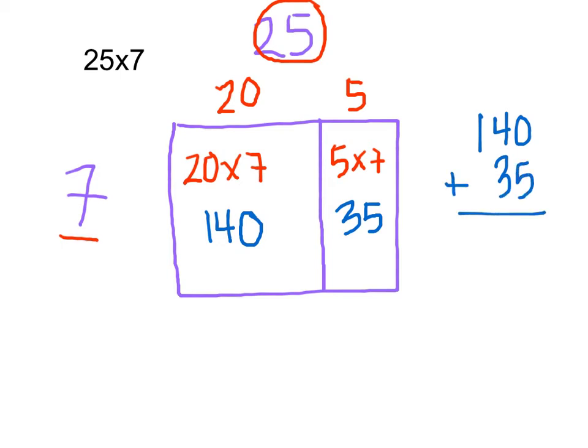I line it up vertically so I can keep the columns in order for place value. 0 plus 5 is going to be 5, 4 plus 3 is 7, and 1 plus nothing is 1. Your final answer is going to be 175.